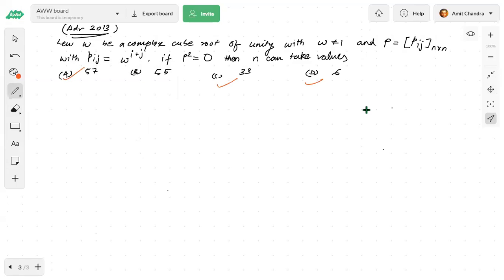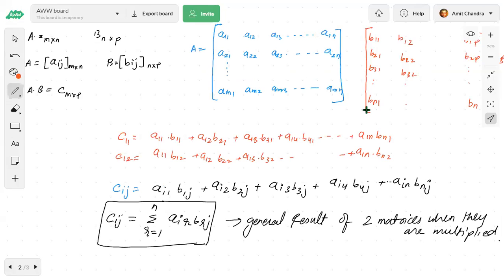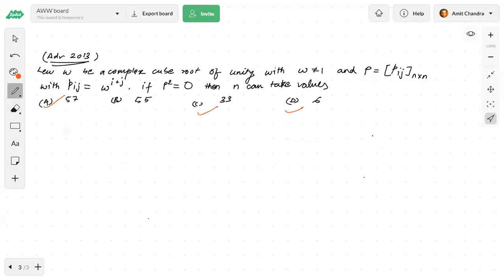So we have already seen. So P square, we have to write P square, right? We have already seen that if I multiply a matrix, it will give me this form. So let's copy this one. Because P is n cross n, P square will also give you an n cross n matrix.